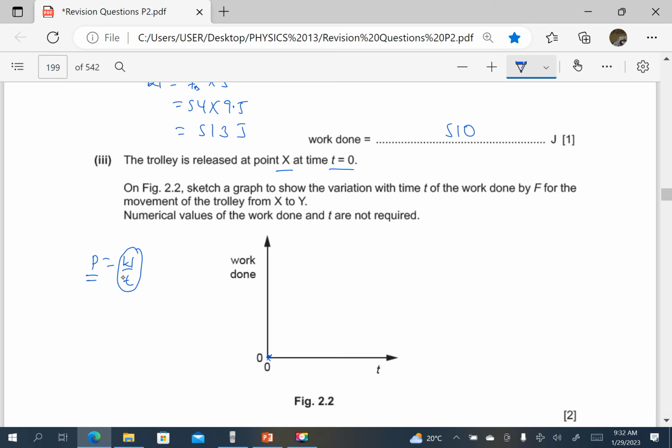Because the speed is increasing, this graph is going to have a gradient which is increasing. So that we demonstrate the fact that when the speed increases, the power is going to increase. So this is going to be a curve going upwards, a curve with increasing gradient. It is a curved line from the origin because at t equals zero, there's no work done, distance is zero. But as time goes on, there's work done and the distance increases rapidly. Of course, the speed is going to increase. So the graph of work done against time is going to be a curve going upwards.